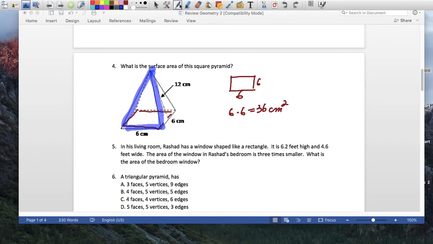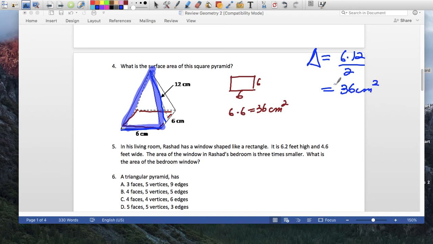So let's do the triangle. Triangle is base times height. The base is this, which is 6. The height is this line here, 12. I think you can see it. It's base times height divided by 2. 6 times 12 is 72, divided by 2 is 36 centimeters squared.